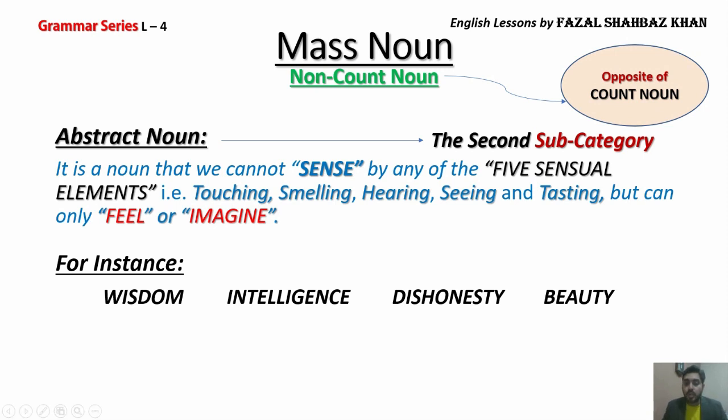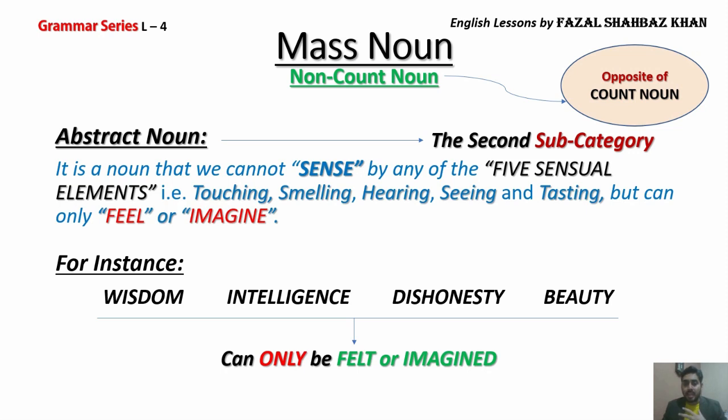So any of these words and many more words like that, once you have it around you, can never be seen, can never be touched, can never be heard, can never be tasted, can never be smelt, but can only be felt or imagined, as you can see on the screen. So such nouns become abstract noun and part of mass noun. So like I said, abstract noun, in other words, is also called non-material noun. That's the anti of material noun.